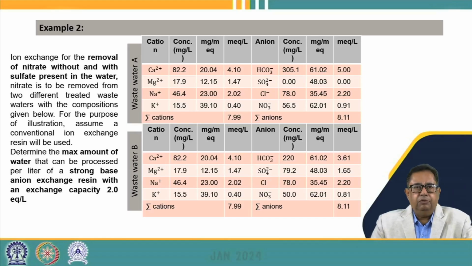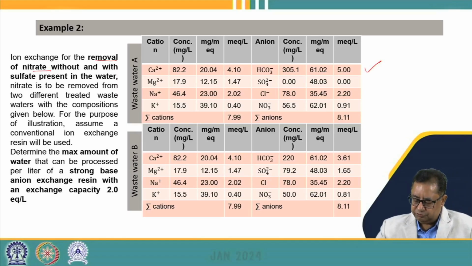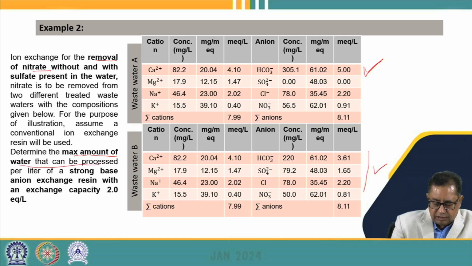Now we come to another example where we are having two types of wastewater, that is wastewater A and wastewater B, which have different concentrations of cations and anions. So we are mainly concerned with the anion concentration because we are removing the nitrate here, right? So with sulfate and without sulfate. You can see the first wastewater where sulfate is not present, whereas in the second wastewater sulfate is present, right? So we have to determine the maximum amount of water that can be processed per liter of the strong base anion exchange resin with an exchange capacity of 2 equivalents per liter.